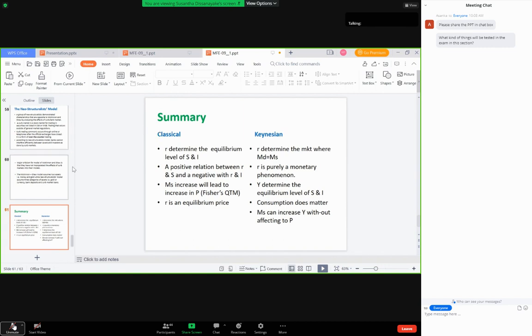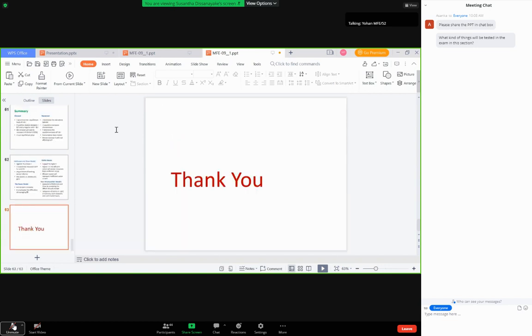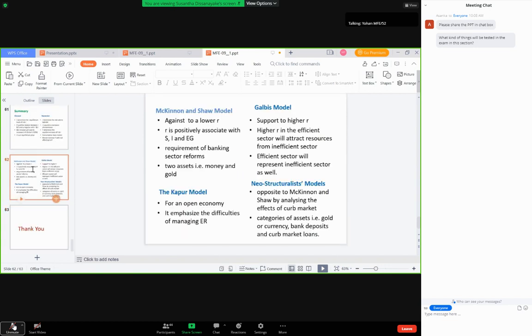Any issues with this, whatever you feel you need to ask, you can ask. It's not an issue. Yeah. Any problem with these things? Any gray areas? Yeah. So one question: in McKinnon's theory, how does it increase investments when we increase the interest rate?